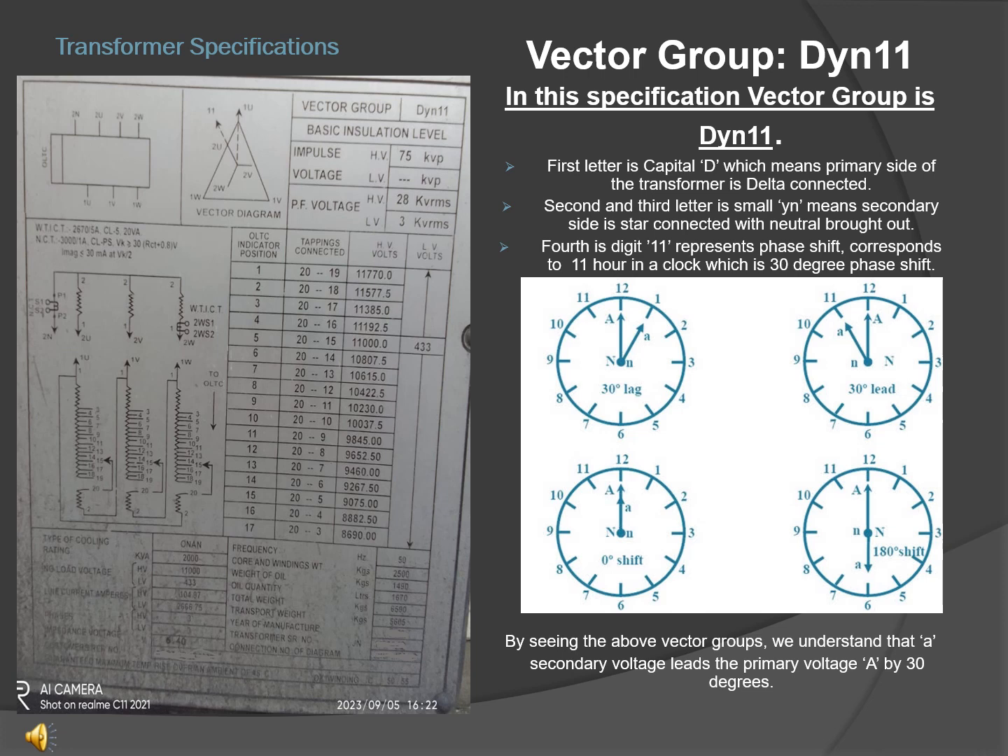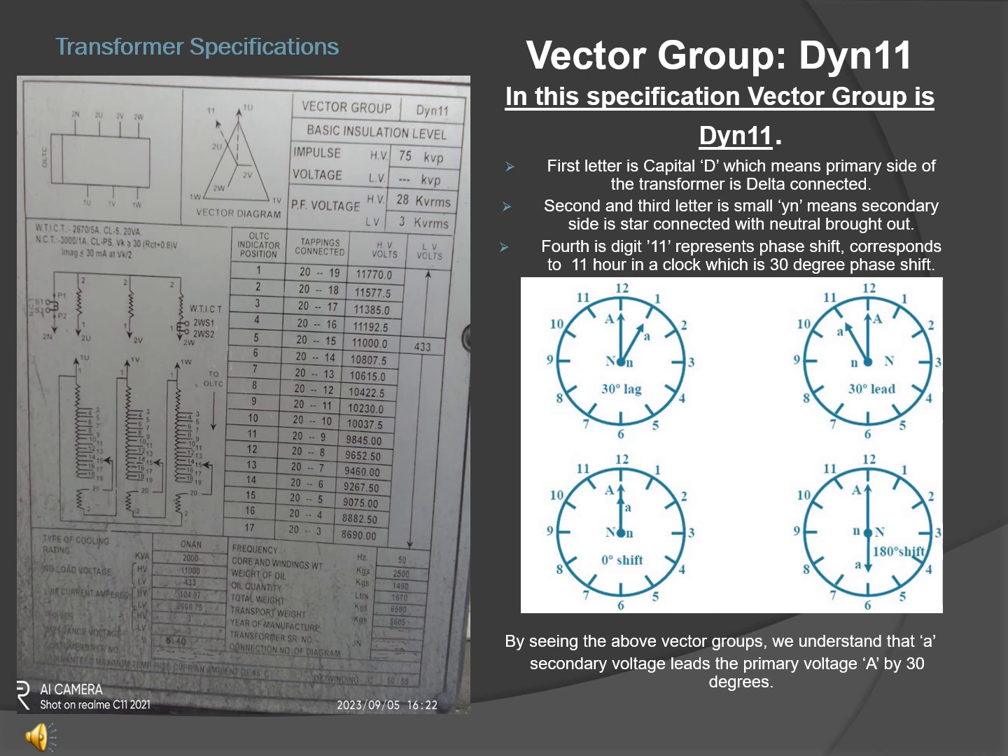What do the second and third letters denote? It's YN, the small letters yn. The small letters yn mean the secondary side of the transformer is star connected, which is shown in the vector diagram of the transformer specification. And the neutral is brought out to the system, that's why the small n is also mentioned with the small y.